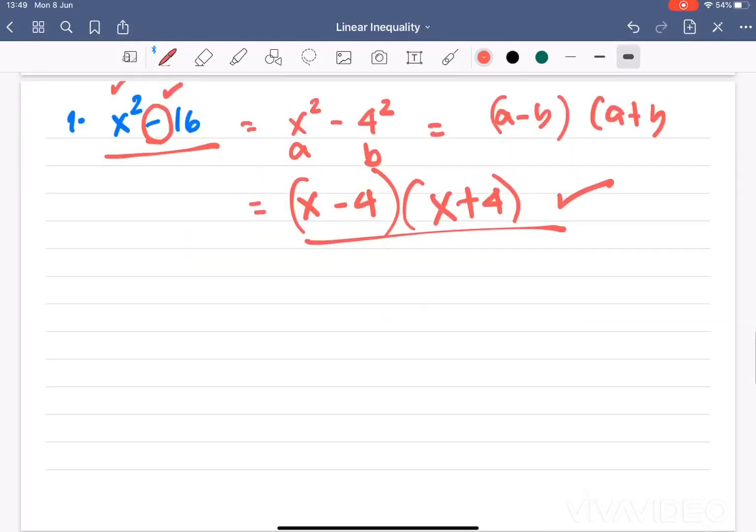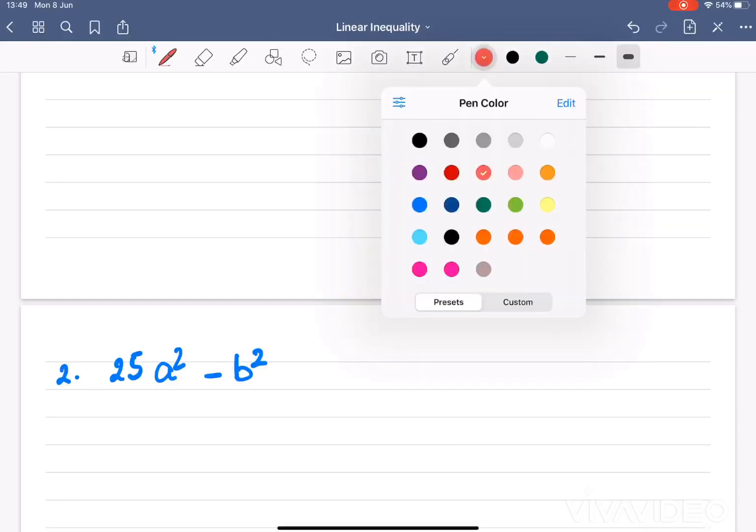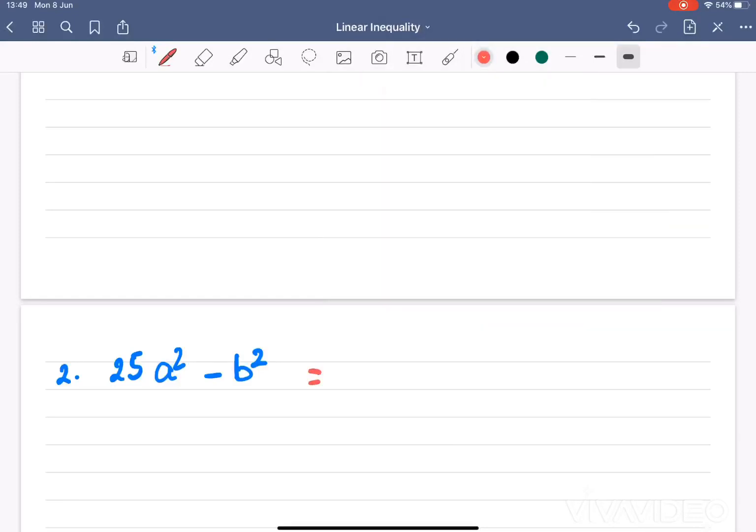Number 2. We have 25a squared minus b squared. As you have noticed again, in the first term we have 25 and then we have a squared. We don't have a problem with a squared because it's already squared. Our problem here is 25. So we need to express 25 as 5 squared, so that we will have 5 squared a squared minus b squared, which is now equal to 5a quantity squared. We will put the squared outside, minus b squared.